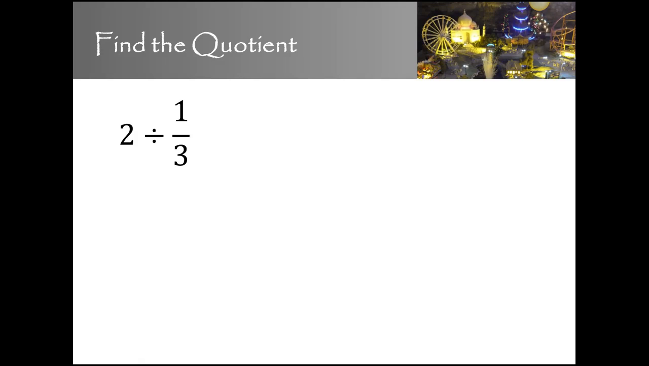Let's divide 2 by 1/3. First we'll use a model and then we'll look at the algorithm. I will start with 2 whole units and then I'll divide them by 1/3. When I do this, I'm basically breaking these 2 whole units up into thirds, and if I count, I can see that I have 6 pieces. Therefore, 2 divided by 1/3 equals 6.